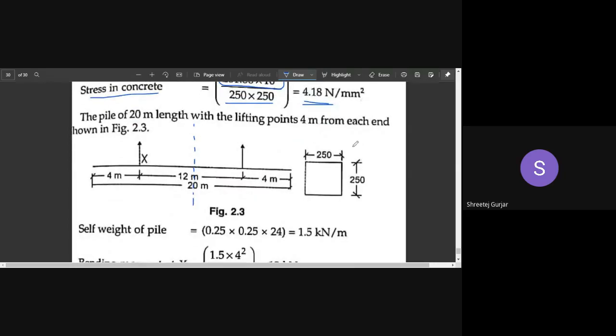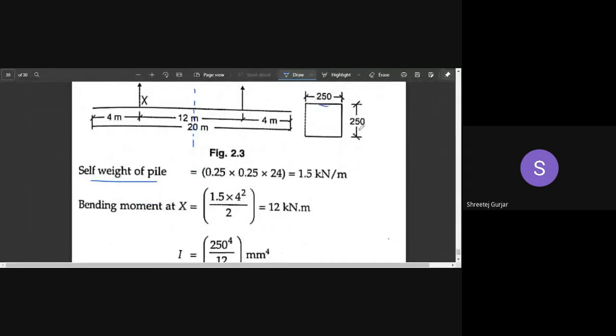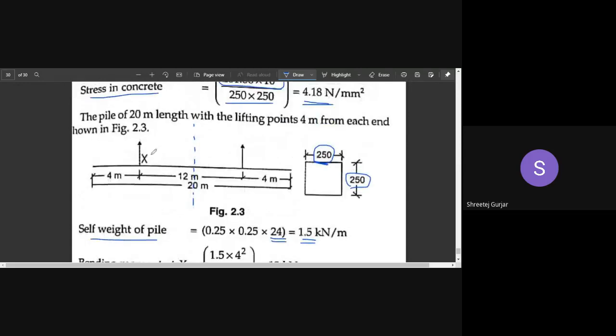So the beam cross section, we know it is 250 by 250, right? Now what we have to calculate? First thing that we have to calculate is the self weight. Self weight is equal to 0.25 into 0.25, cross section multiplied by the density of concrete, that is 24. So we have got the self weight of pile as 1.5 kilonewton per meter. Now bending moment at x, meaning at this support, because we are lifting at this support, right?